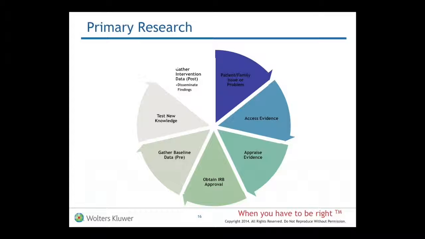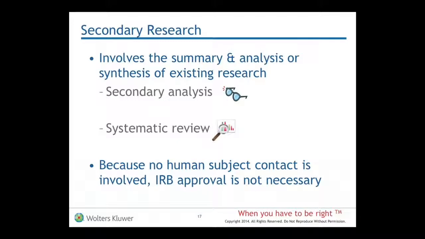You have to gather something beforehand, so that you have something against which to understand the results on the back end. The pre-data in primary research can often look very different, but that's essentially the goal. Secondary research is distinguished from primary research because this is where you're dealing with a pre-existing data set. So it involves a summary and analysis or synthesis of existing research.